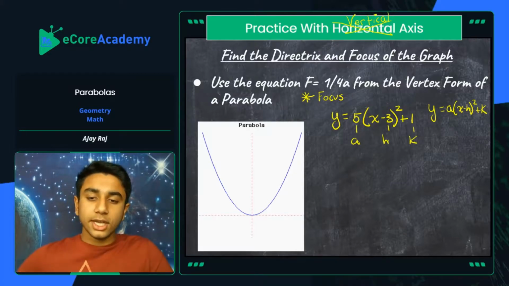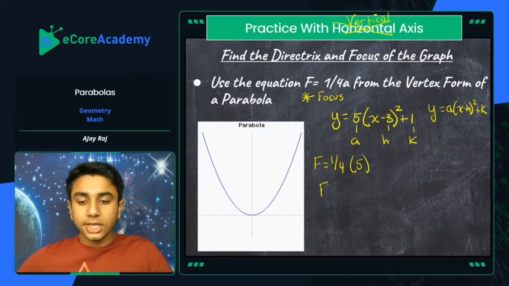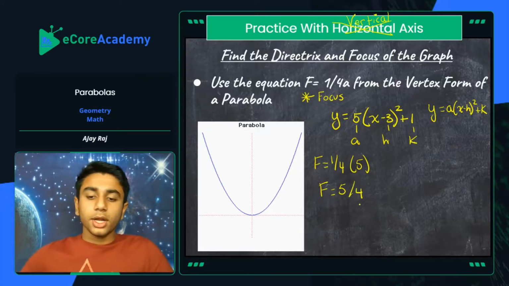Now what the problem's asking for is to find the directrix and the focus of the graph. So we know that the focus is going to be 1/4 there. So let's go ahead and start that. We see that f equals 1/4 times your a value, which is 5 in this case. So 1/4 times 5. That means that f equals 5/4. All right, so we know that it's going to be 5/4.